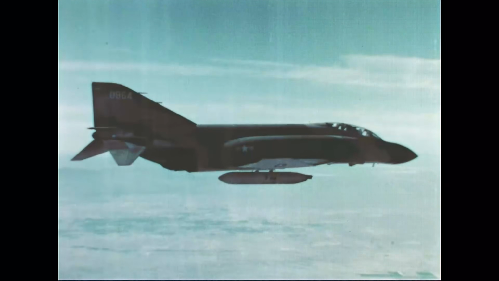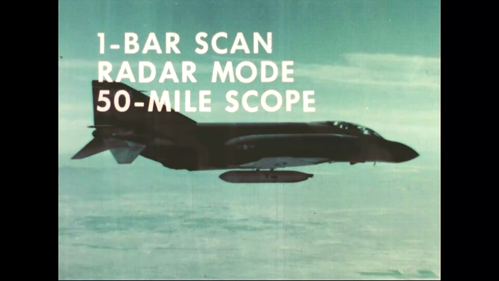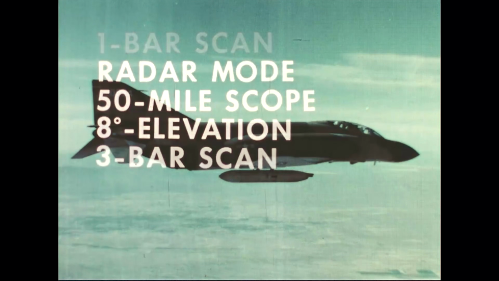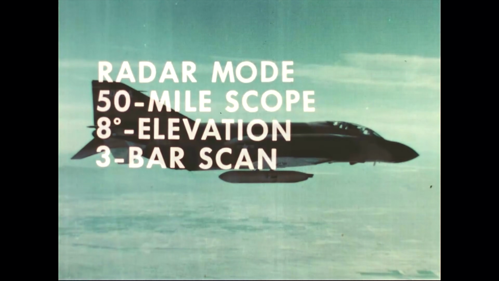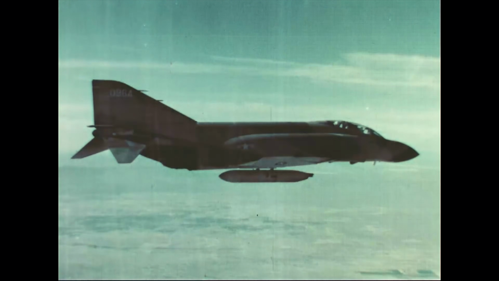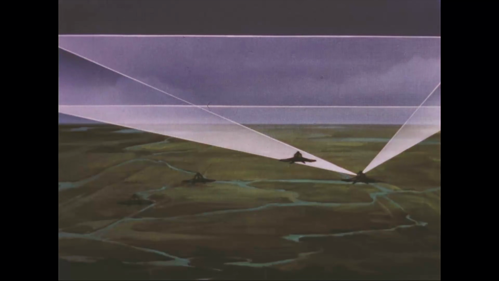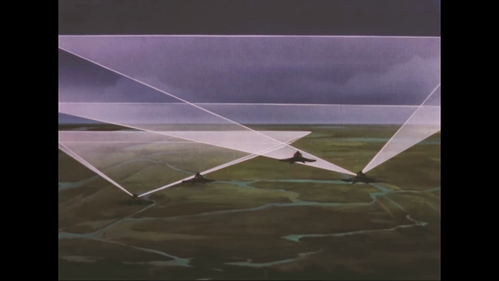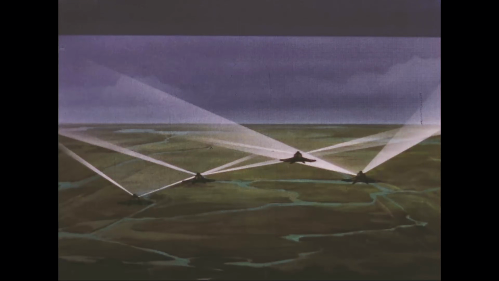The number 4 man selects 1-bar scan, radar mode, scope, and adjusts the elevation strobe to 8 degrees up. He then selects 3-bar scan for search. The rear seat pilot in the number 4 aircraft, like the number 2 rear seat pilot, divides his time evenly between visual scan and radar scan. The number 4 aircraft radar scan area combined with the number 2 radar scan area provides a thorough long-range detection capability in the forward hemisphere when combined with the visual and radar scan of the lead and supporting element.